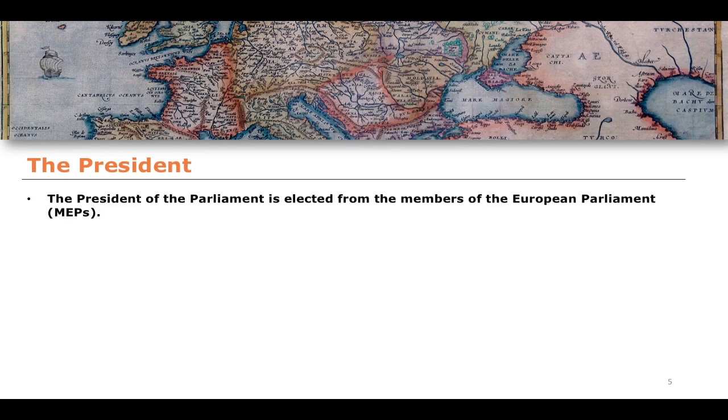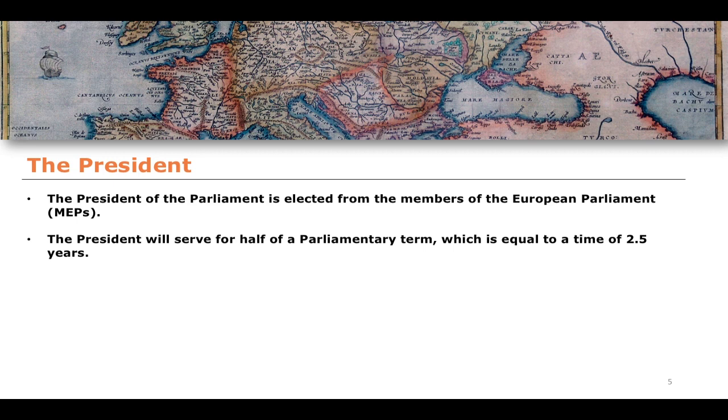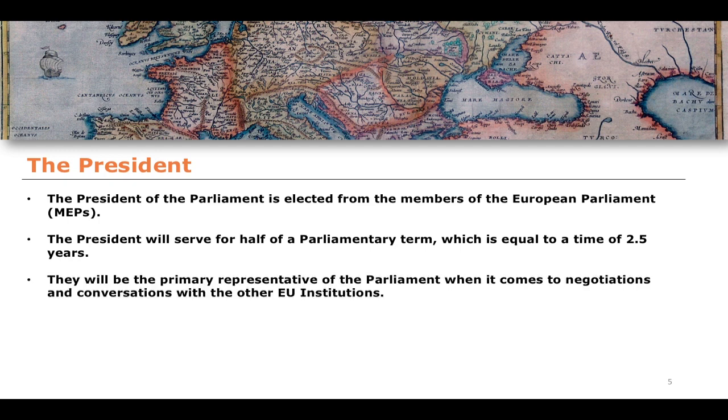Let's think about this in more detail then. The President of the European Parliament is elected from the members of the European Parliament. These are known as the MEPs. So a President of the European Parliament will be one of these members, and like it says here, will be elected from this pool of members. And the president will serve for half of a parliamentary term. So, given that Article 14 of the TEU outlines a parliamentary term as being 5 years, a president serving half that time means that they serve 2.5 years. So you have 2 presidents per parliamentary term.